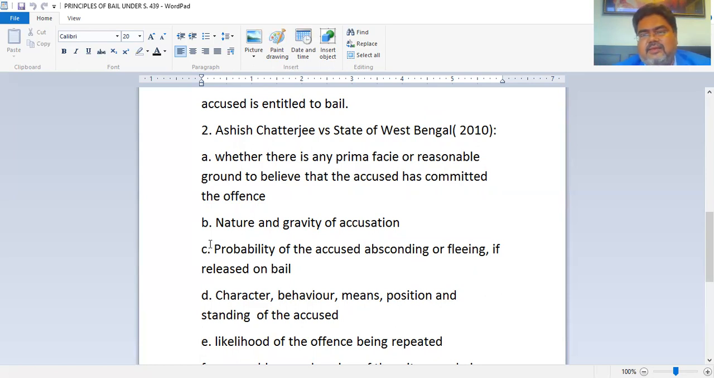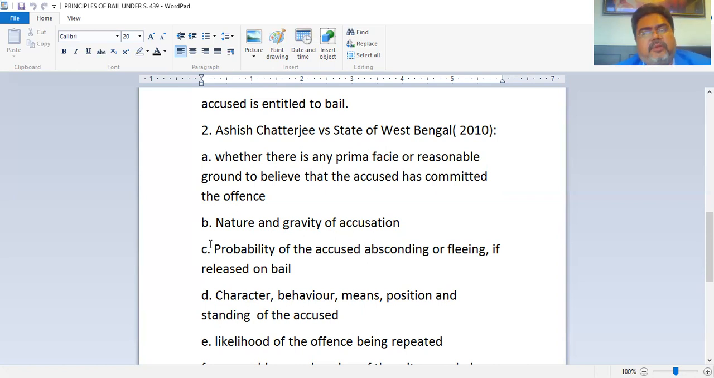What is the means that he has? If he is a very resourceful person, he has the means to escape, then obviously there will be a tendency of escape. Whether he has the resources, and whether he enjoys some position, some standing in society. Now, this is a factor favorable for the accused, that he is a person of good position, a good person known in the society, a renowned person, deeply rooted in the society, with a good standing. In that case, bail may be granted because he is a person rooted to the society.